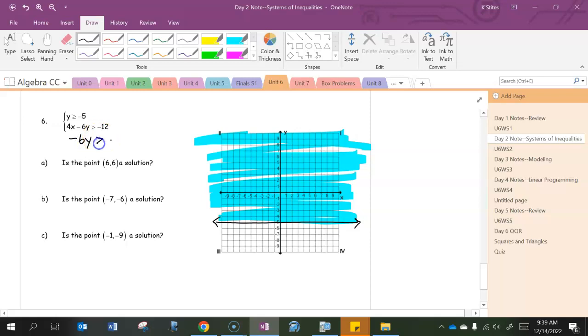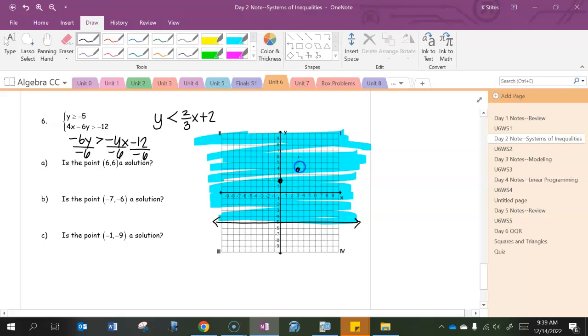So let's subtract that 4x over. And let's divide by -6. Watch your signs and your symbol. We're dividing by a negative, so we're going to flip the symbol. I'm going to make sure I actually do it this time. -4 divided by -6 is 2/3. -12 divided by -6 is a +2. All right, let's graph.